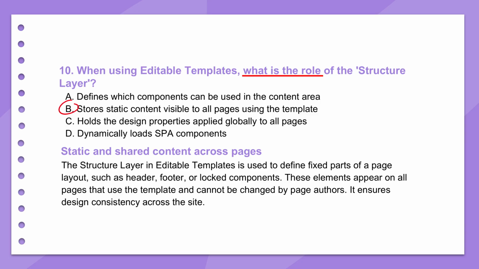Okay, so how is it different from the other things listed? A was defining allowed components, C mentioned design properties, D was loading SPA components. Right. Defining which components are allowed in certain areas, that's the job of the template policy, which is linked more to the content layer, where authors actually add content. Okay, policies control allowed components. Yep. Design properties like styling options for components are also managed through design policies, and loading components specifically for single-page applications, that's a different architecture related to SPAs, not the core function of the structure layer in standard AEM templates. Gotcha. Structure layer is purely about that static inherited content and layout framework.